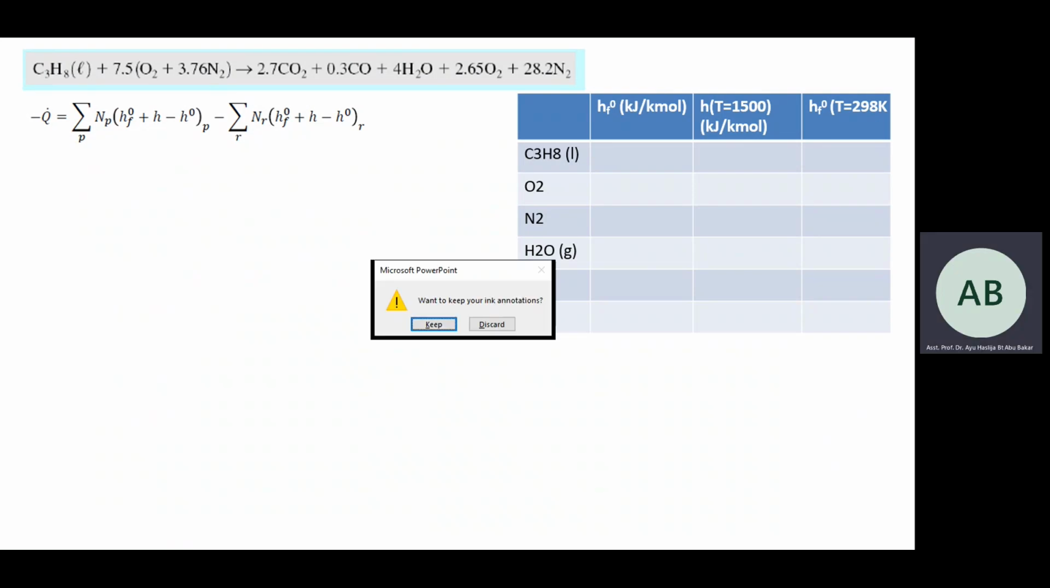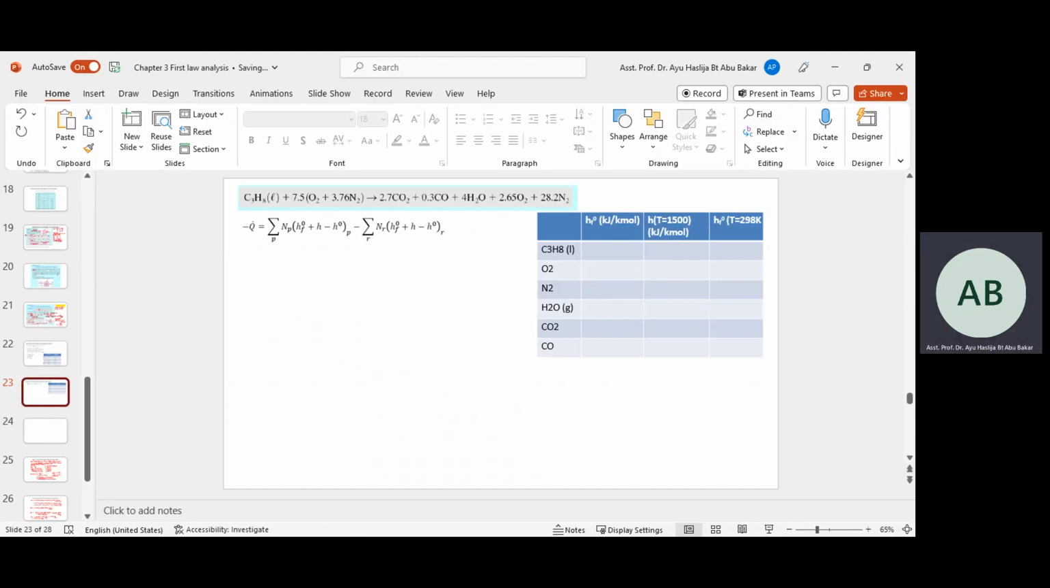Wait, let me open the table. Do you bring your own properties table? In the laptop? Make sure you bring the hard copy. It's easier to refer.